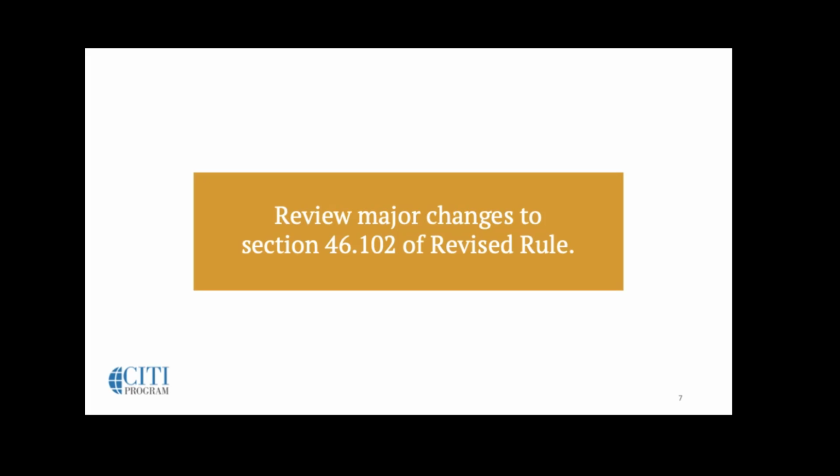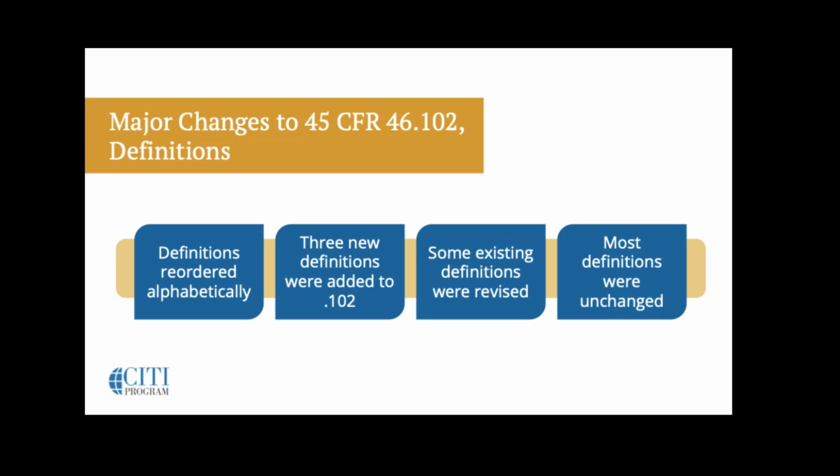Let's start with our first topic, a review of the major changes to Section 46.102 of the revised rule. So what were the major changes? Definitions have been reordered alphabetically to make it easier to search and find terms. There were 3 new terms added: clinical trial, public health authority, and written or in writing. Some terms were also revised, including legally authorized representative, human subject, and research. However, most terms remain unchanged.